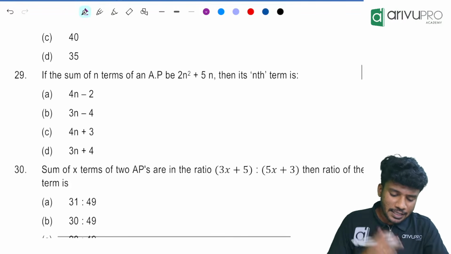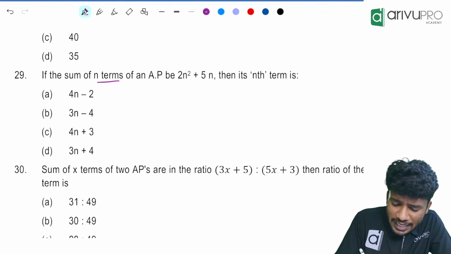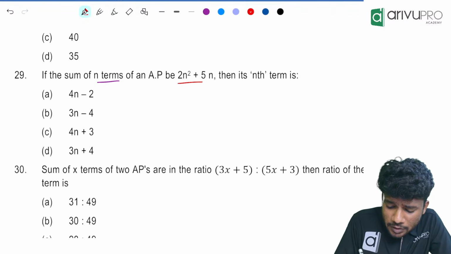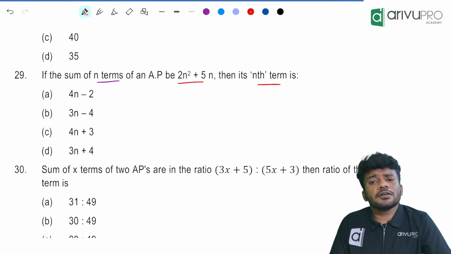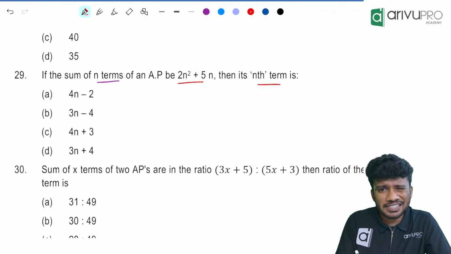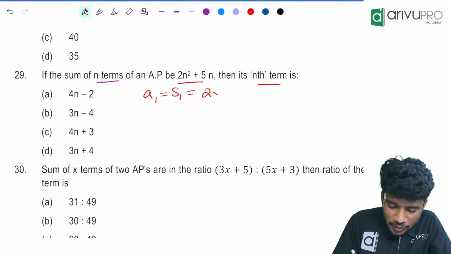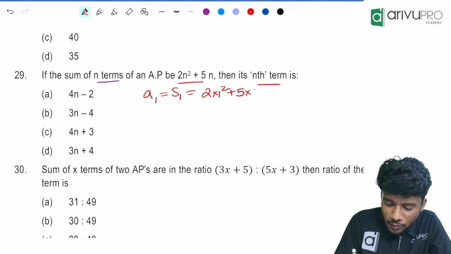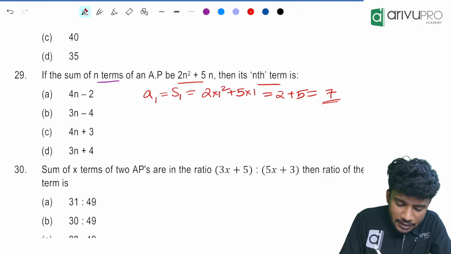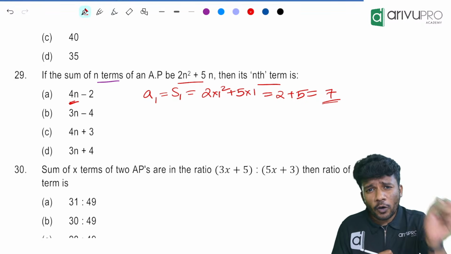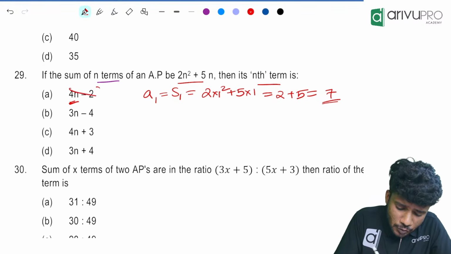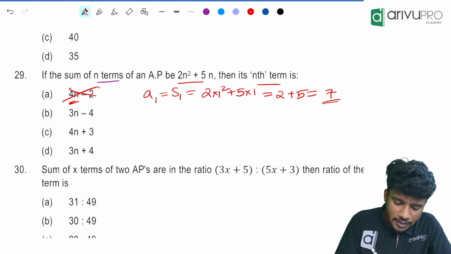Next question. If the sum of n terms of an AP is 2n square plus 5n, then what is the nth term? People, first of all, we will check the first term. A1 is nothing but S1, which is 2 into 1 square plus 5 into 1, which is 2 plus 5, that is 7. Putting 1 in option A, 4 into 1 minus 2 is 2. That is not 7. Option A is wrong. Try option B.